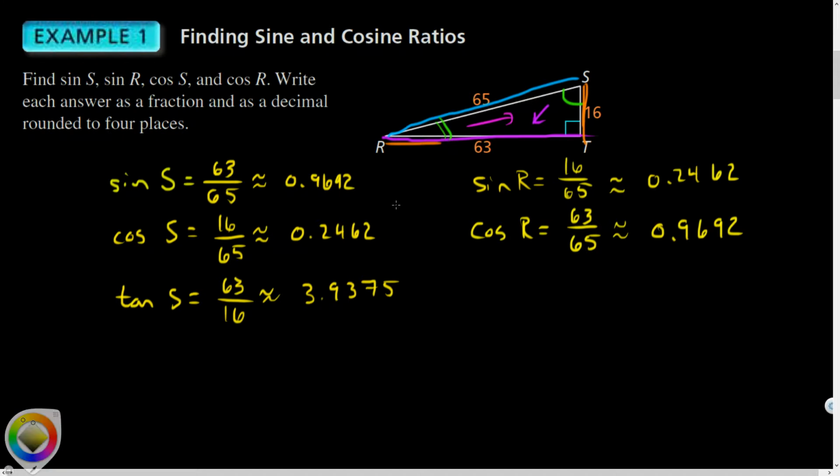So maybe you noticed this and this. Does that make sense? That those would be the same? Yeah, because sine of S was opposite over hypotenuse. Cosine of R is adjacent to hypotenuse. And they were talking about the same thing from different perspectives. Eventually, yeah, that's tomorrow's task.